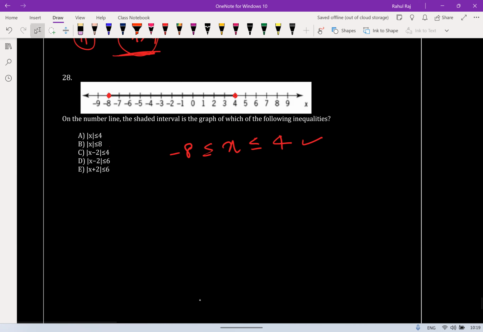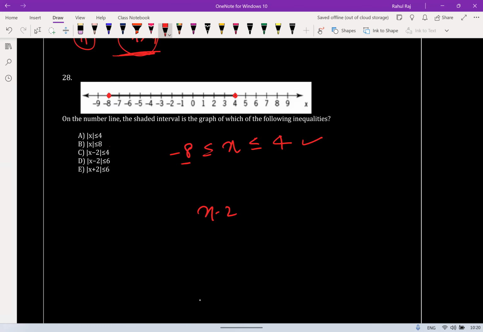So mod of x minus 2 means x minus 2 lies between -4 and 4. Because I have to find x, I add 2. It becomes -2, so it does not lie. I don't have to solve it further at all because it doesn't lie. Now try option 6.